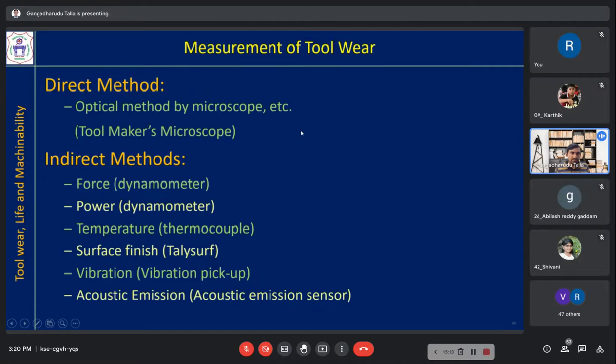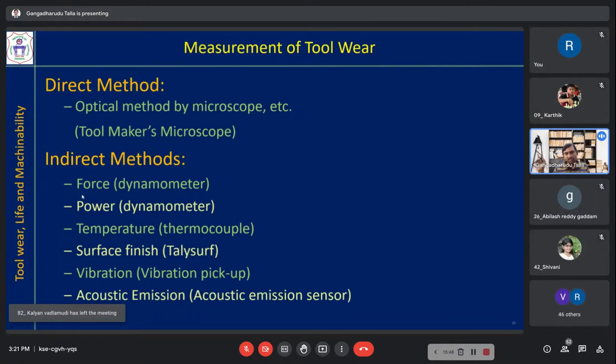That is the direct method. Now the indirect method is qualitative, or you can estimate, but it is indirect. Directly you are not measuring the wear. So you are looking at the force component. The machine is taking some amount of cutting force. There are three components of the force, so you look at them. If they are not varying much, cutting force is almost constant, there is no problem.